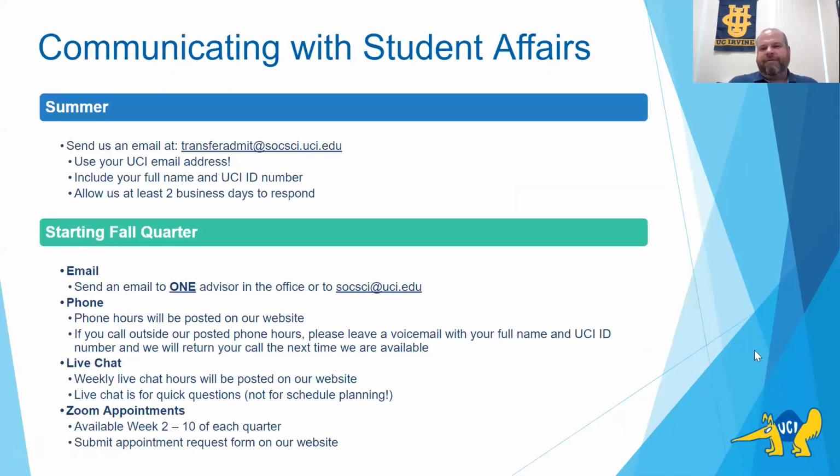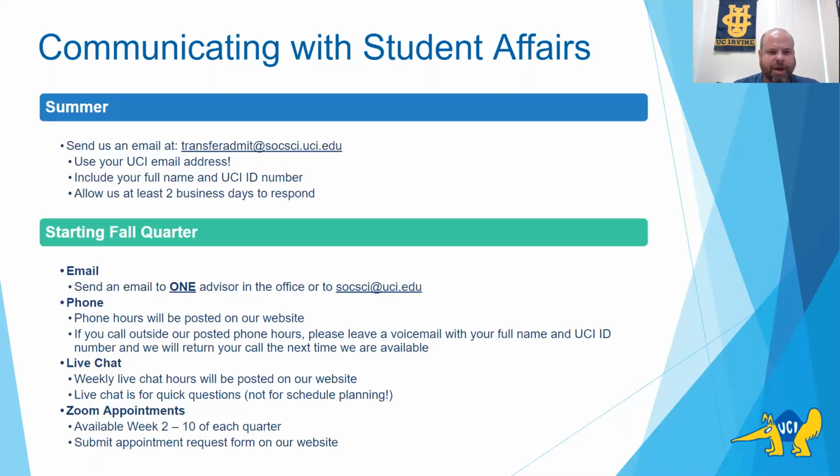Okay, communicating with our office. All right, so there's 2 different things we're going to be talking about. The first way to communicate with our office during the summer, which is basically between now and the end of September, because we don't start the fall quarter until the end of September, is that your main point of contact will be the transfer admin email address that you've probably been using or seen emails coming from already.